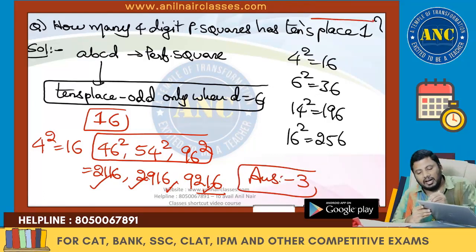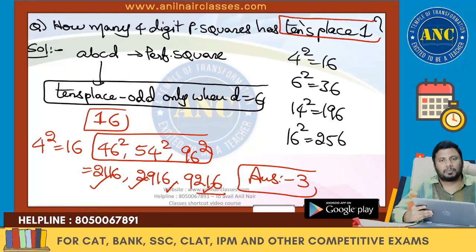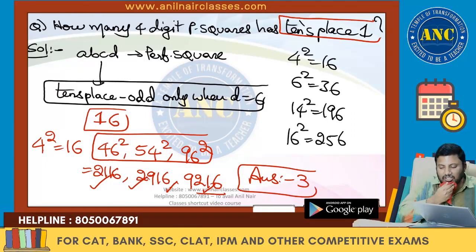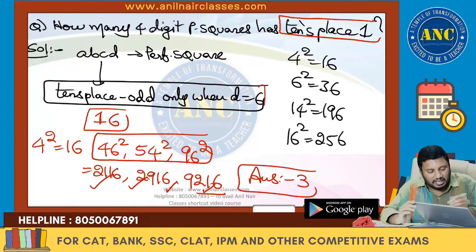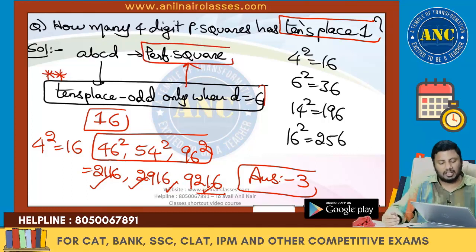The entire idea in the question is that the tens place is 1. 1 is an odd number. So how many 4-digit perfect squares have an odd tens place? The tens place will be odd only when the unit digit is 6 and the number is a perfect square. 4 square is 16. 50 minus 4, 50 plus 4, 100 minus 4.